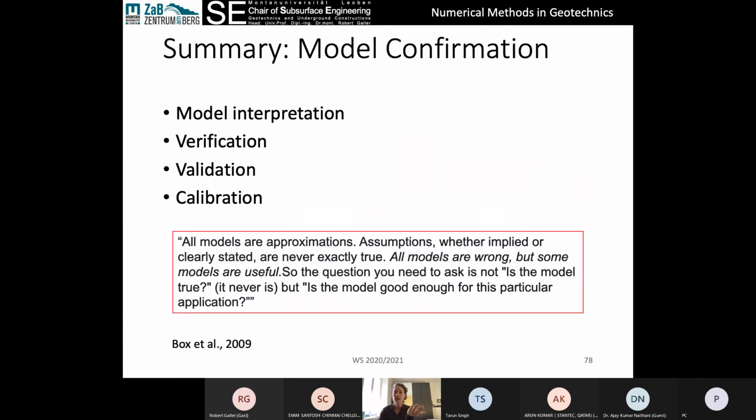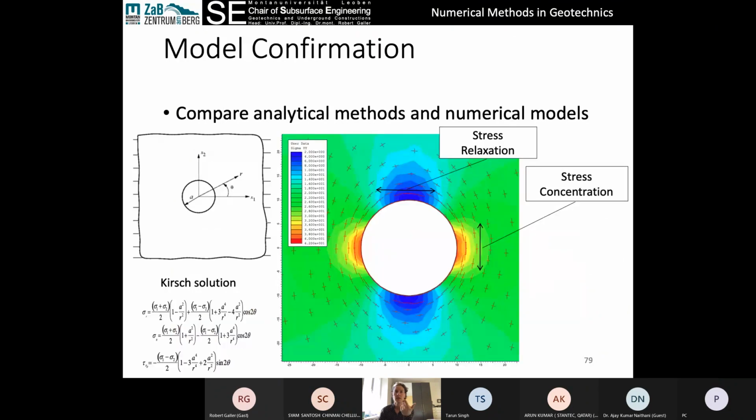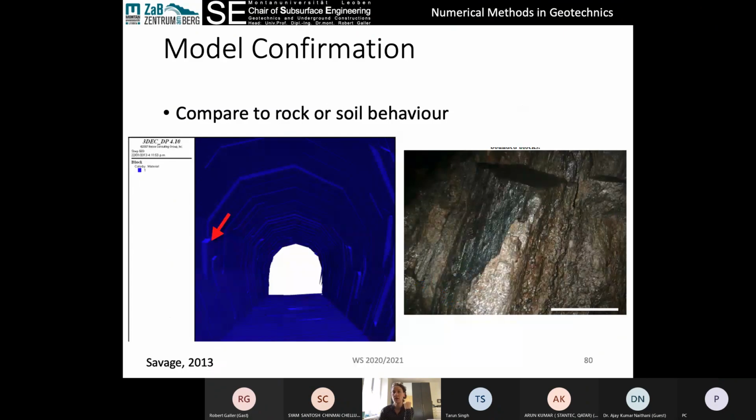The validation then is checking that our model is able to simulate either analytical solutions, so simple analytical solutions, or able to simulate a true behavior that we can observe. So is the model doing what we're expecting it to do? Is it a valid simulation of our system?